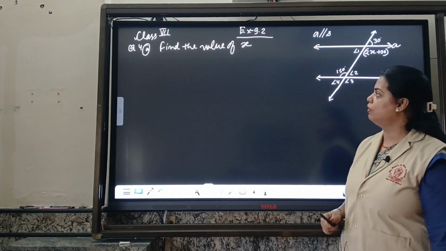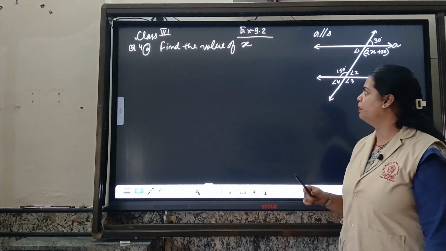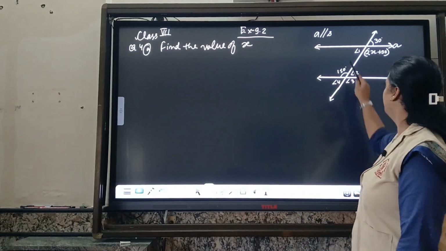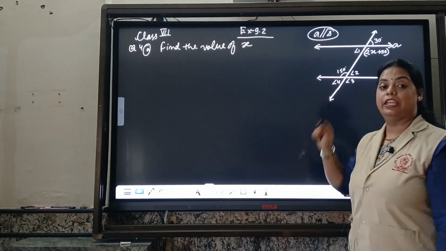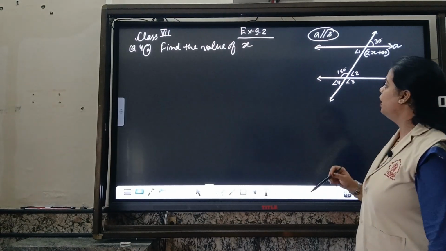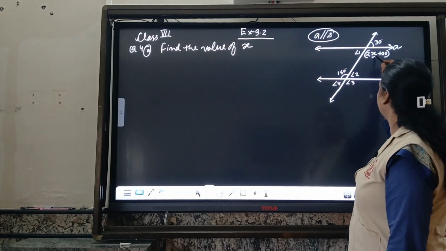Now we are starting question number 4, part A, where in the figure we have parallel lines A and S. It is given in the question that A is parallel to S. What we have to find? We have to find the value of x.